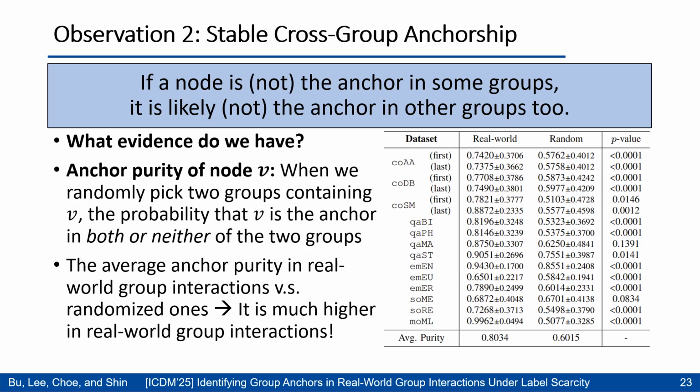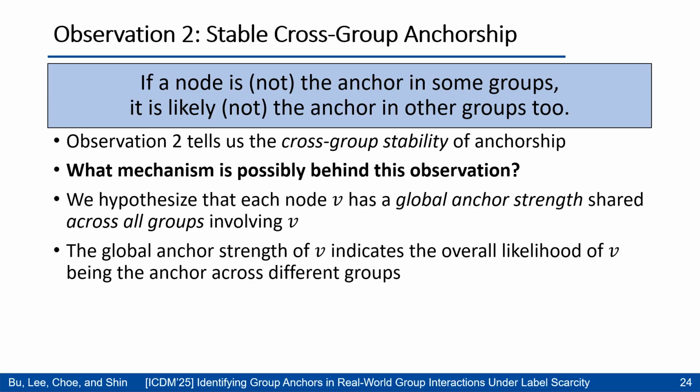We first define the concept of anchor purity of each node V, which is the probability that V is the anchor in both or neither of two groups, when we randomly pick two groups containing this node V. We then compare the average anchor purity in real-world group interactions and the randomized ones, and show that the anchor purity in real-world group interactions is significantly higher. We then further analyze the possible mechanism behind such an observation.